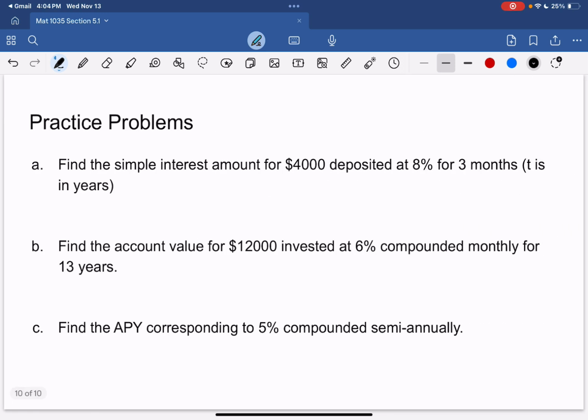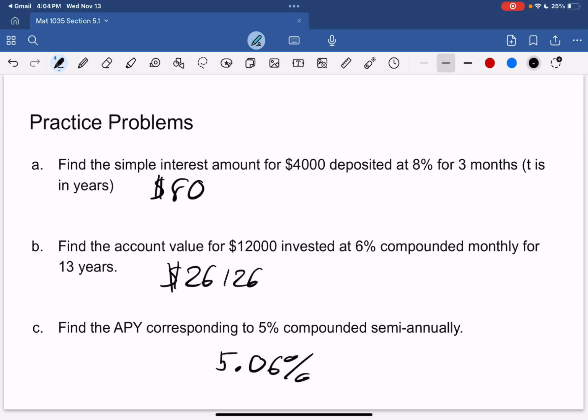Here are some practice problems. So I want you to do these on your own, and I'm going to give you the answers. So the simple interest for number 1 is $80. The value for the account after 13 years here is $26,126. Okay, and then the APY for semi-annually is 5.06%. Okay, so those are the answers for those three, and I want you to practice those on your own before you start the homework to make sure that you have a good grasp.